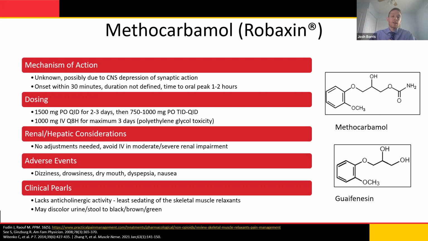There are no dose adjustments actually needed for renal or hepatic impairment, but you do need to avoid the IV formulation in moderate or severe renal impairment due to the polyethylene glycol that's in it.